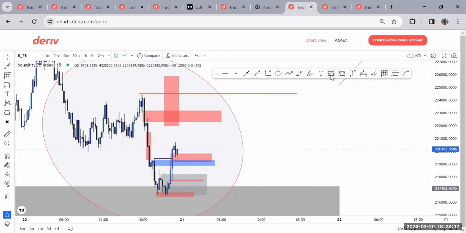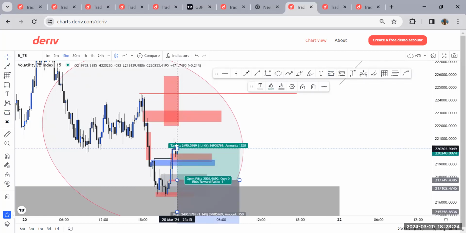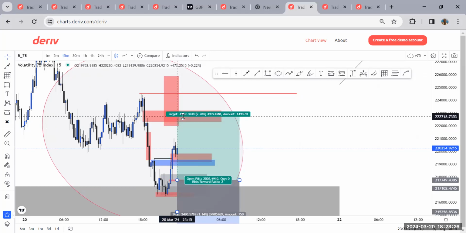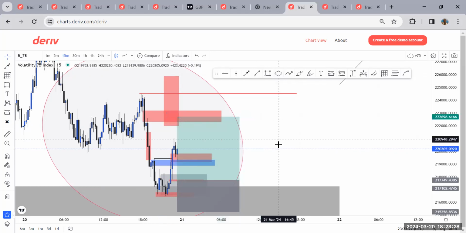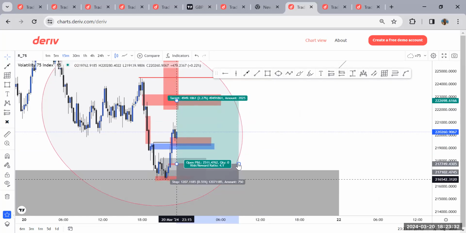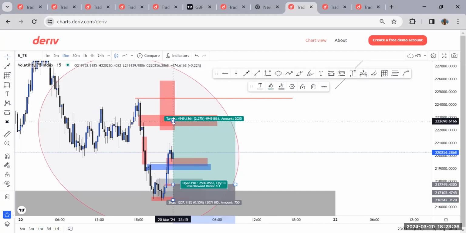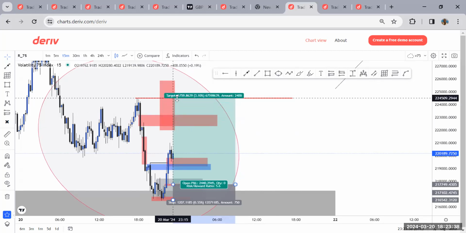So I won't be surprised. I'm already in the buy. I took the buy from 5 minutes or 1 minute or something. So this is where I'll be looking to take my profits. Wow, 1:4. But I will leave it to see if it'll be able to take this high as well.